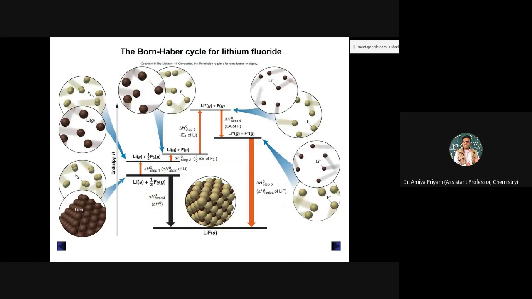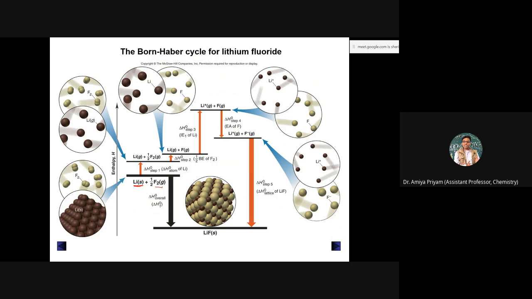Suppose you start from this: lithium in elemental state is solid, and fluorine in elemental state, naturally you will find it in gaseous form. So this is here, and then imagine it to be occurring. First step, if you start from the native state of lithium, you need to convert it into gaseous state. Why? Because ionization energy is involved. How do you define the ionization energy?